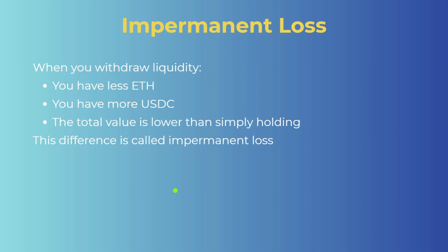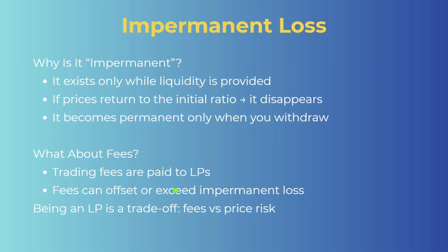So this is important to keep in mind, that when we provide liquidity, we risk, of course, losing value of our tokens. But of course, we will gain from the fees that are collected from the swaps. So what is impermanent? Impermanent means it exists only while the liquidity is provided. If the price returns to the initial ratio, of course it disappears. It becomes permanent only when we withdraw.